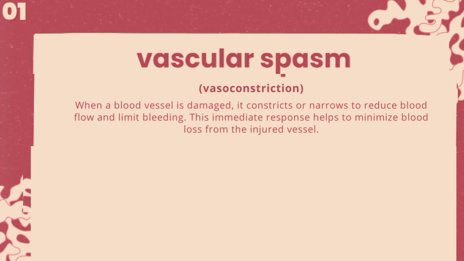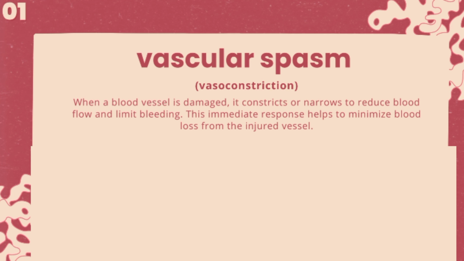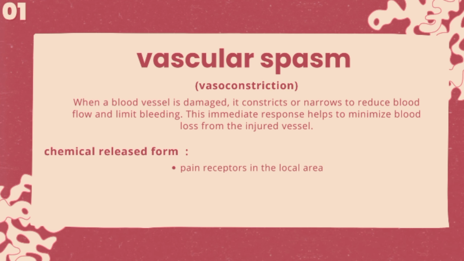Here is why this happens. When there is a cut, there are pain receptors. They release chemicals in that local area. Also, the cells that are lining the inner walls of the blood vessels will release chemicals. Those chemicals will cause the smooth muscle to contract, and that action will help constrict the flow of blood. So that's the first step, vascular spasm, which basically slows down the flow of blood.